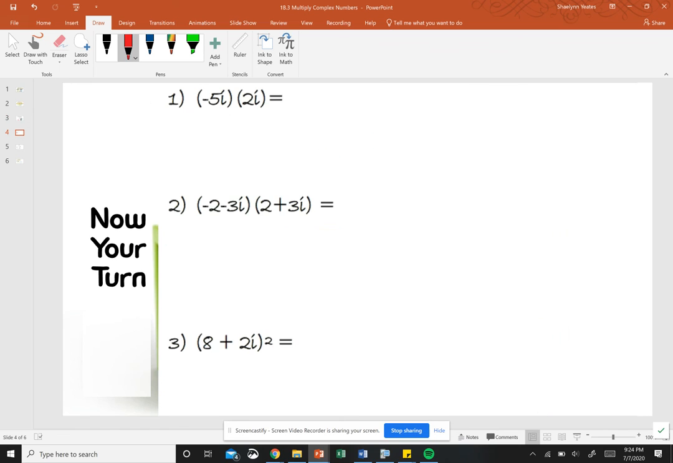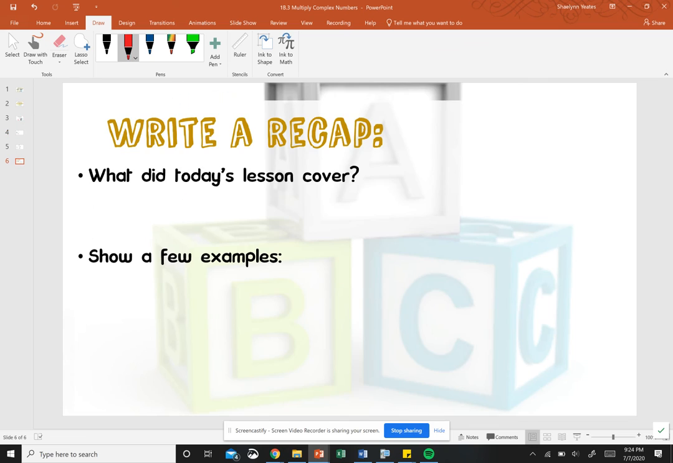All right. That's really all we have to do today. I want you guys to go ahead and try these 3 problems on your own. Notice there's a squared. This means it happens twice. That whole thing happens twice. Okay? And you've got this. You can totally do this. And then write your recap. Today's lesson is kind of short, but it makes it great for making up any work that you need.